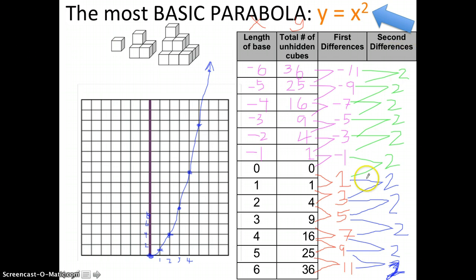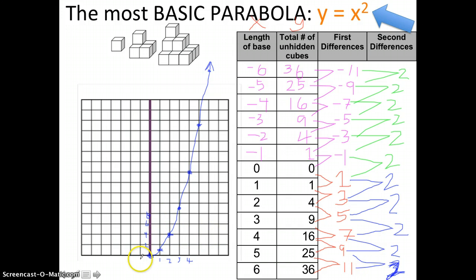So notice that even when we had weird negatives happening over here, our second differences were always the same. That's a key feature of quadratic equations or parabolas, that the second differences in the table of values are always the same, which is kind of cool.